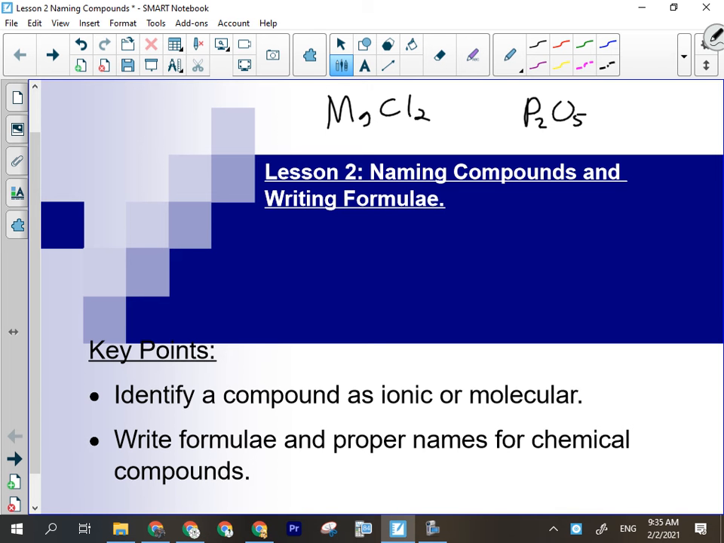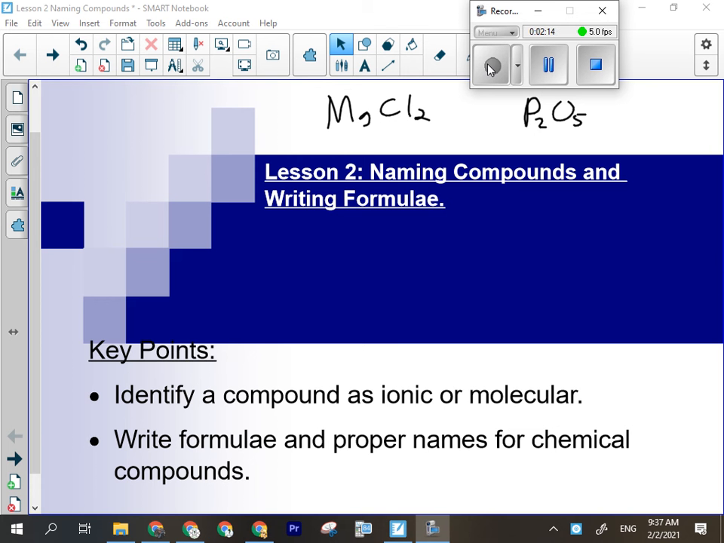And this compound here would be ionic or molecular? Okay, is phosphorus a metal or a non-metal? Non-metal. Is oxygen a metal or a non-metal? Non-metal. They're both non-metals, so this is molecular. Okay, that's how we tell the difference. Basically, if it has a metal in it, it's ionic. If the first thing in the compound is a metal, it's an ionic compound. All right.